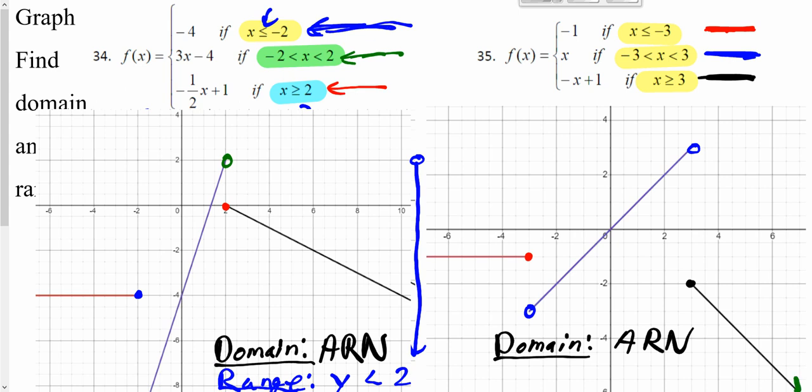Now, your range is how far up and down it goes. Now, notice it goes down here forever, but it only goes up to a height of 3, and then it goes down forever. So your range starts at a height of 3 and then goes down forever, so we'd say y is less than. Now, at this height of 3, it's not filled in, it's an open circle, so there's no less than or equal to, and then you just put down 3.